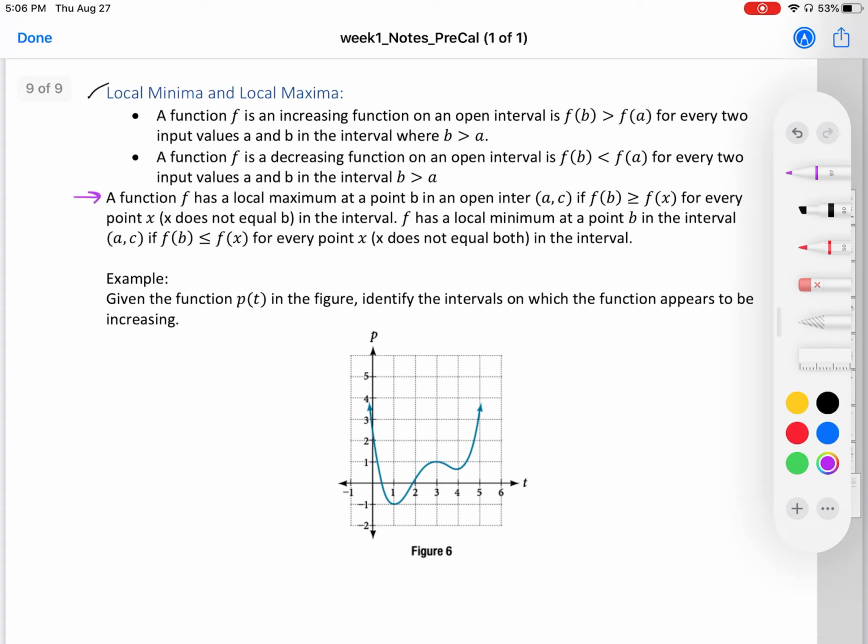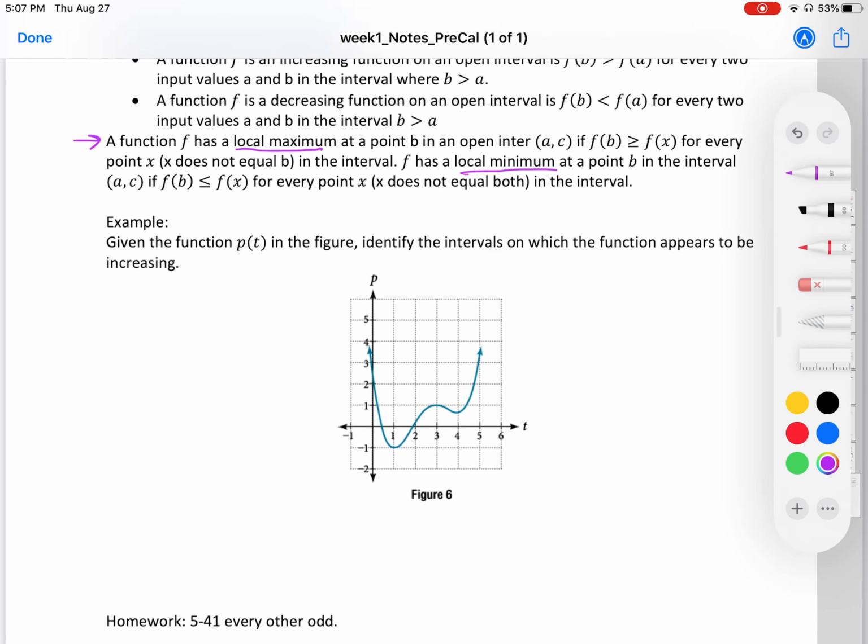Lastly, a function f has a local maximum at a point b in an open interval (a, c) if f of b is greater than f of x for every point x in the interval. F has a local minimum at a point b in the interval (a, c) if f of b is less than f of x for every point. So let's take a look at this example.